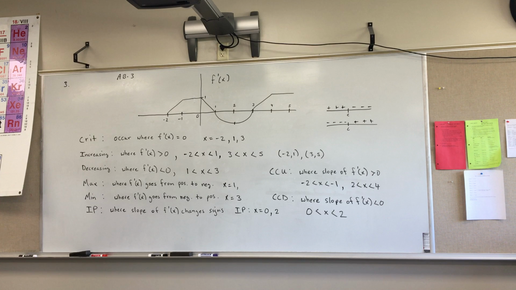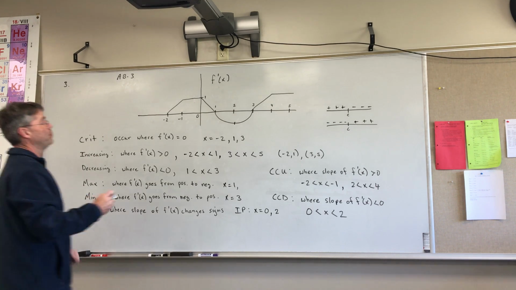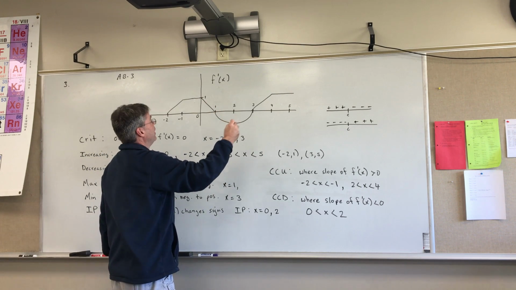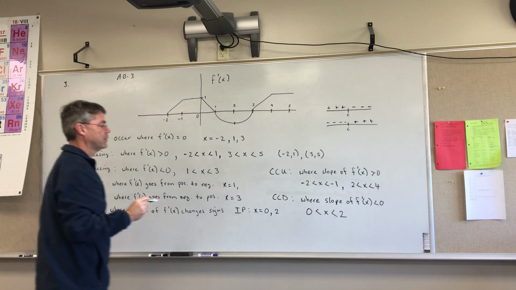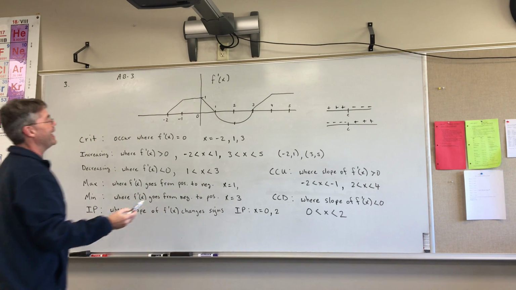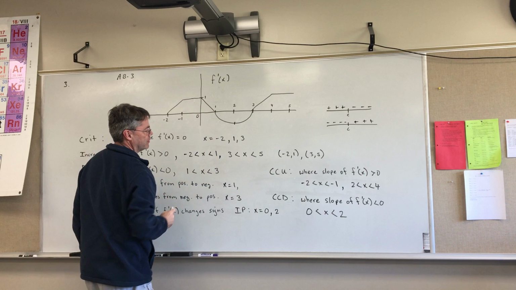All right, and where are we concave down? Where the slope is negative. The slope is negative from 0 to 2. And that's it. The only negative slope is from 0 to 2.